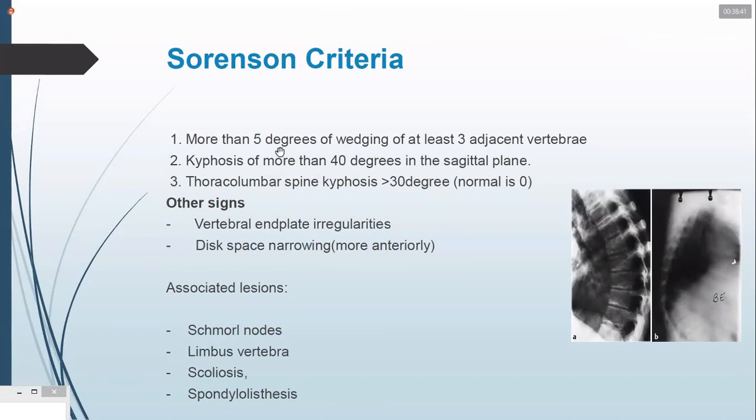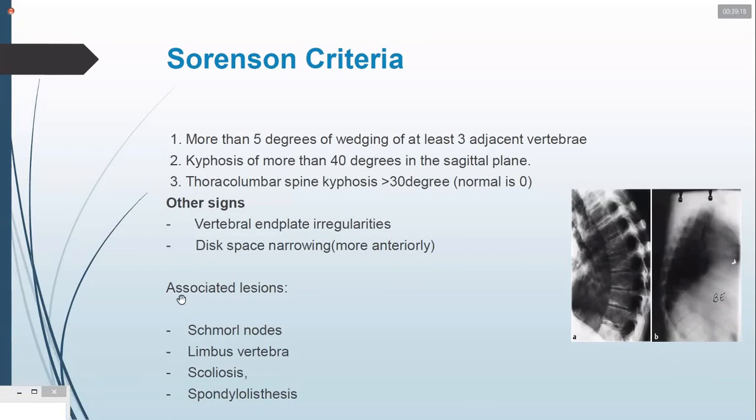Sorenson has given radiographic criteria for the diagnosis of Scheuermann's kyphosis. More than 5 degrees of wedging. We can appreciate that the anterior vertebral height is less than the posterior. So there is more than 5 degrees of wedging of at least 3 adjacent vertebrae. And kyphosis of more than 40 degrees in the sagittal plane. Up to 40 degrees is normal, so more than 40 degrees is kyphosis. And thoracolumbar spine kyphosis, which is usually 0 degrees, if it's more than 30 degrees, this meets Sorenson's criteria for adolescent Scheuermann's kyphosis.